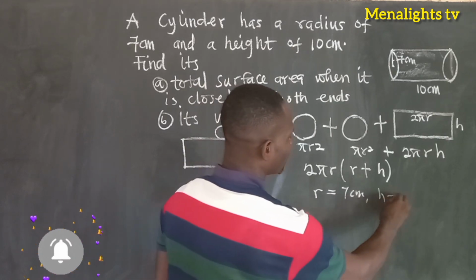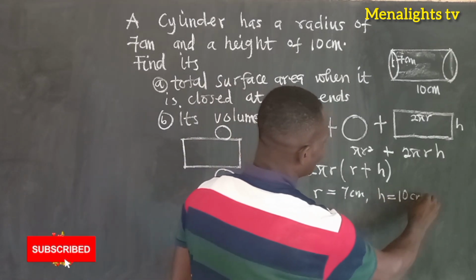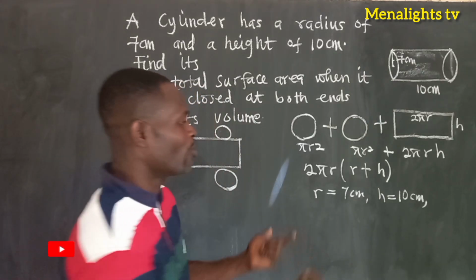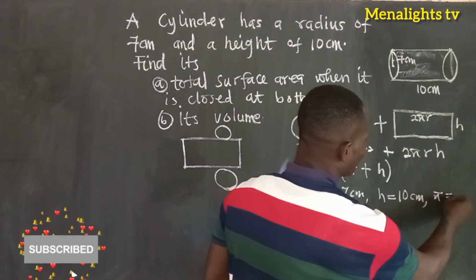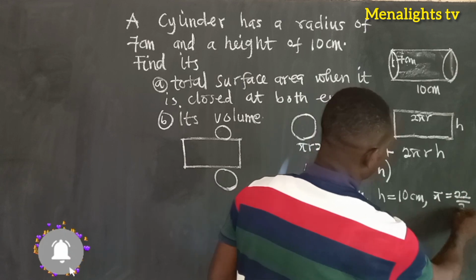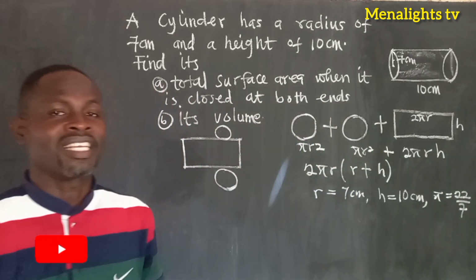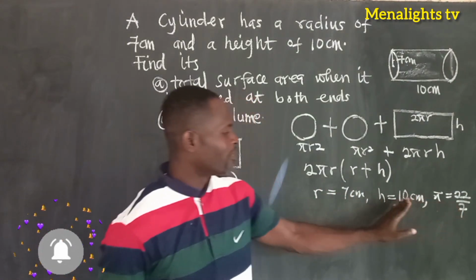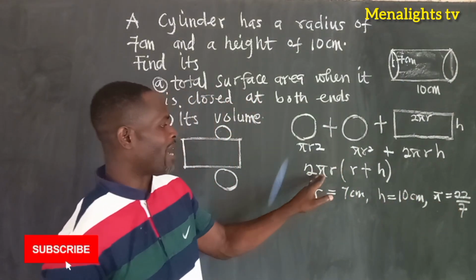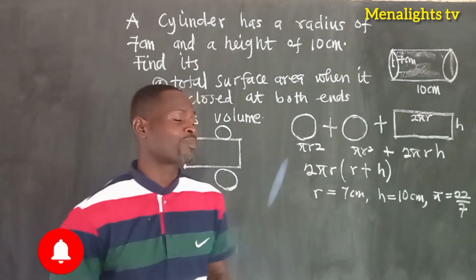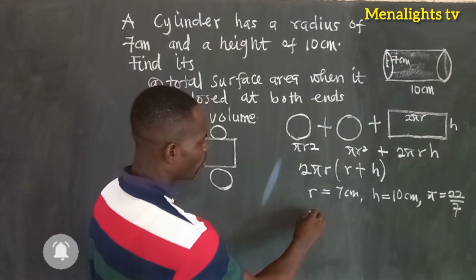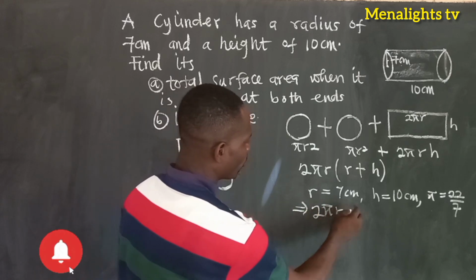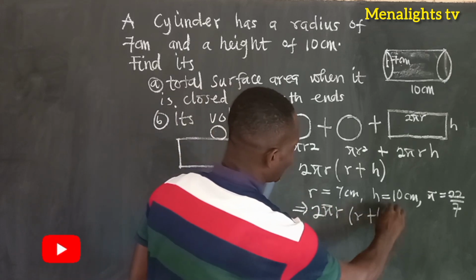For the question, we have our radius r equal to 7 centimeters and our height is 10 centimeters. Pi is not given in the question, so we assume that pi is equal to 22 over 7. So we are going to put these figures into the relation 2 pi radius into bracket radius plus the height.